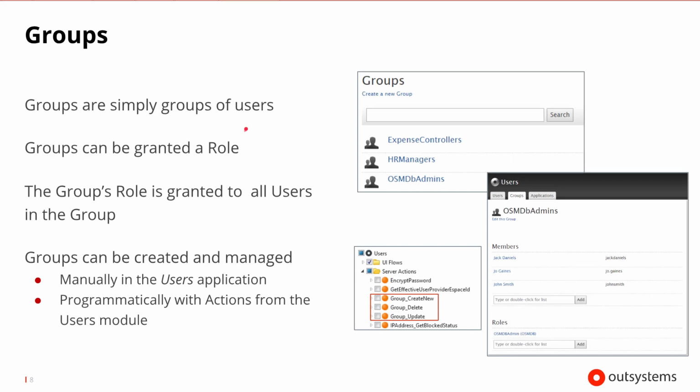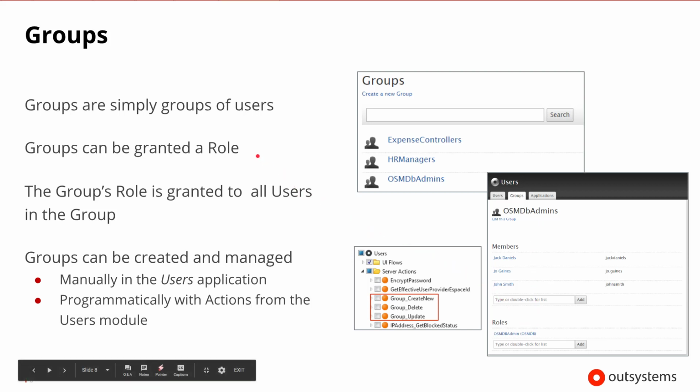Now, last but not least, sometimes we don't want to have to go in for every single user and assign them different types of authorization. So groups exist inside of OutSystems, and groups are simply groups of users. And just like a user, we can go into the user application for a group, and we can assign the group a role. And by assigning the group a role, then all the users inside that group will be assigned that role. And once the group is assigned that role, then we can still go ahead and check on a user basis whether or not they're inside that role.